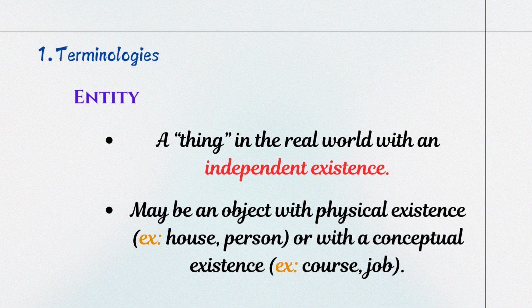Now, what is an entity? It is a thing in the real world with an independent existence. That is, it is a thing or an object that has its own identity or that can be identified easily. An entity may be an object with physical existence, like for example, a house, a person, an employee, etc. Or it can be an object with a conceptual existence, like for example, a course, a job, etc. So this is what an entity is.